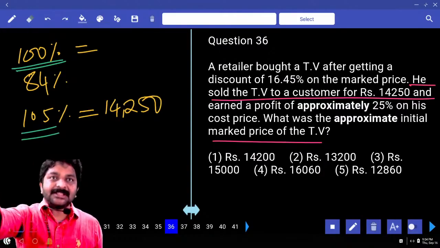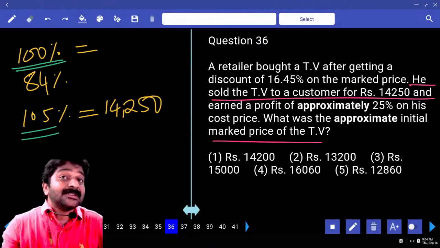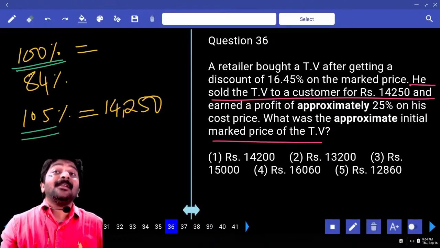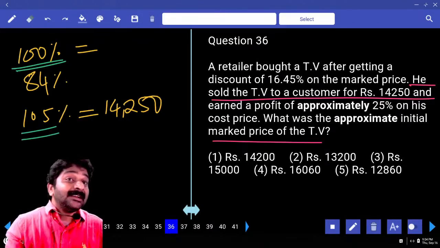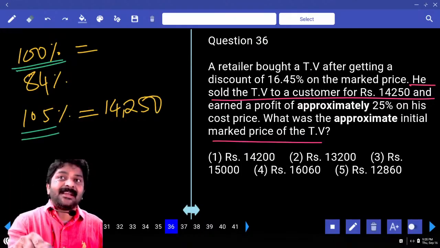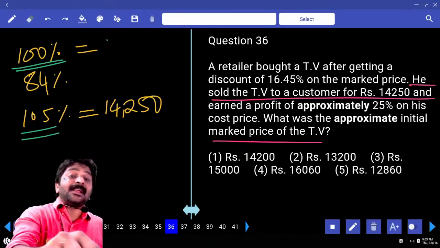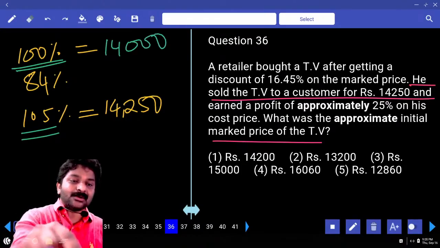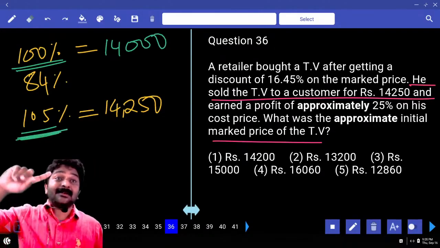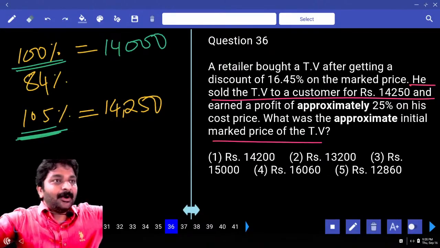If it is in 14,000, somebody said 14,000, keep it as a point. What is 10% of 14,000? And 5%? 14,000 plus 700 gives you 14,700 only. If your 100% is 14,000, 105% becomes 14,700. But we have 14,250.